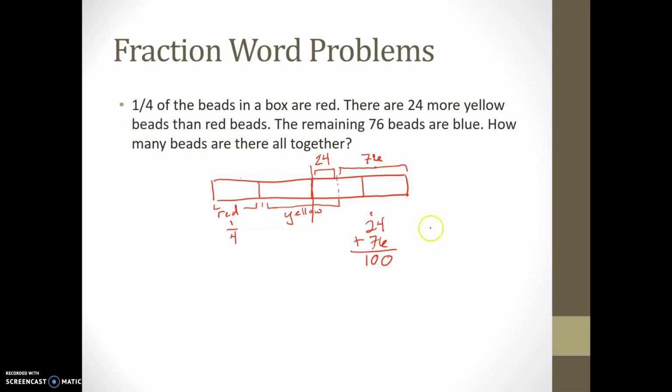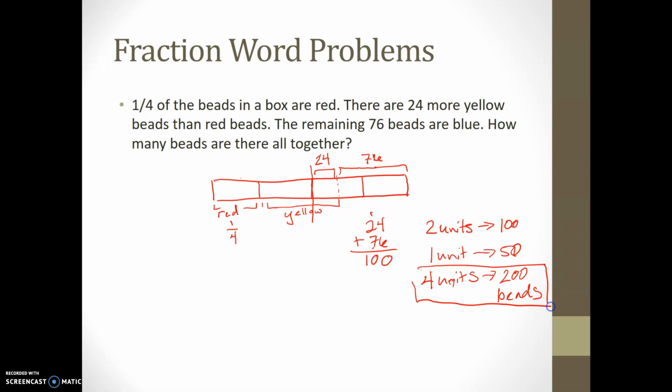And I know that then 2 units equals 100 beads. So that means that 1 unit equals 50. And 4 units then, which is going to be my total, is going to be 200 beads. So I love this problem because it's not a problem that you can just look at and be like, oh yeah, I've solved this kind before. I can just do this in my sleep. You really have to use logic and go about this systematically.